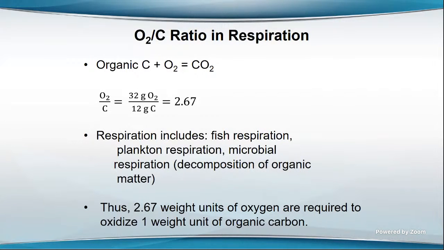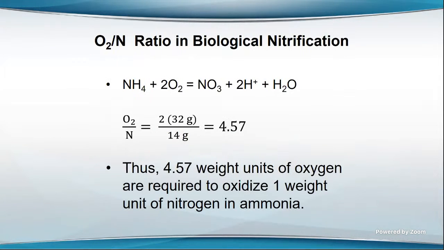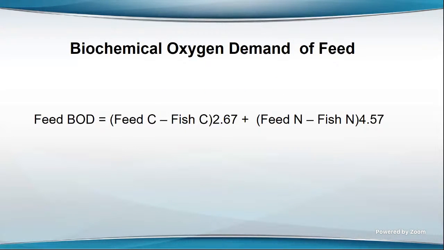And for nitrification, there's a summary equation for nitrification there, the ammonia plus water. It's carried out by bacteria, of course, but that ratio is 4.57. So for each unit of nitrogen in ammonia that's nitrified to nitrate, it takes 4.57 units of oxygen. Most of the oxygen is required for oxidizing carbon because there's a lot more carbon in the waste than there is nitrogen. But that equation right there would give you the BOD of feed.